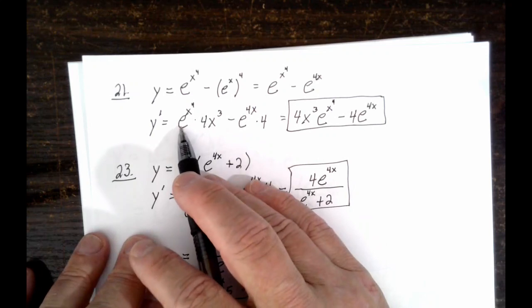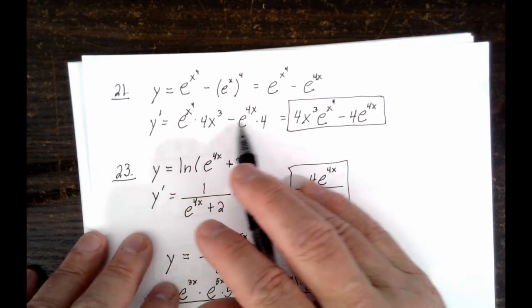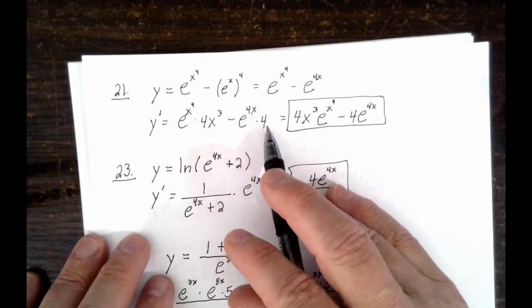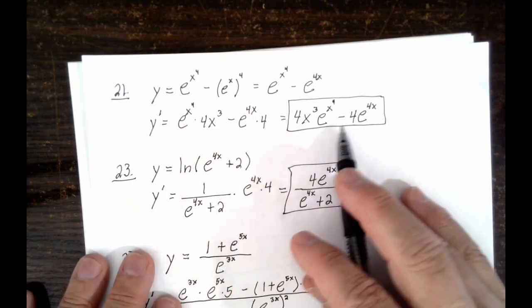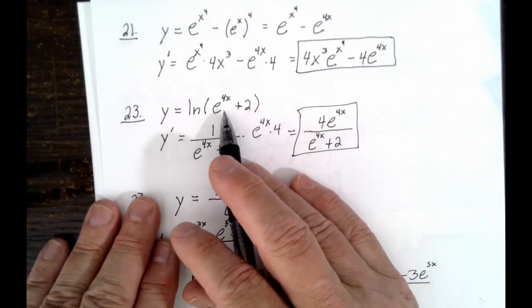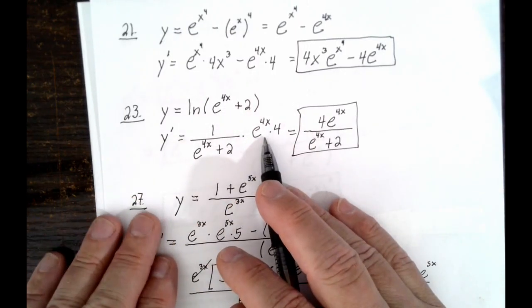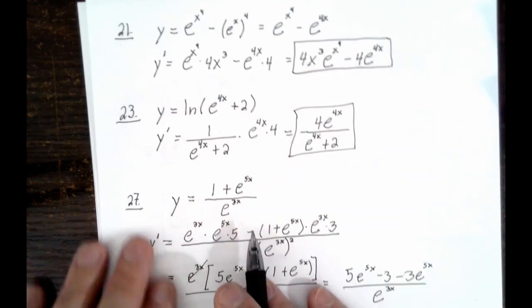So now what's e to the 4x's derivative? Well, it's itself times the derivative of x to the fourth. Minus e to the 4x times the derivative of 4x. And you get this guy here. Now this one, when you take the derivative, you get 1 over itself times the derivative of itself. And when you clean that up, you get this guy here.